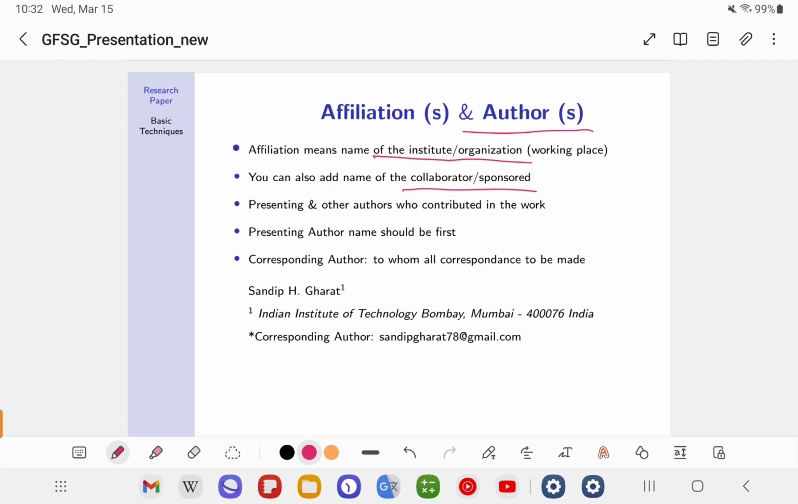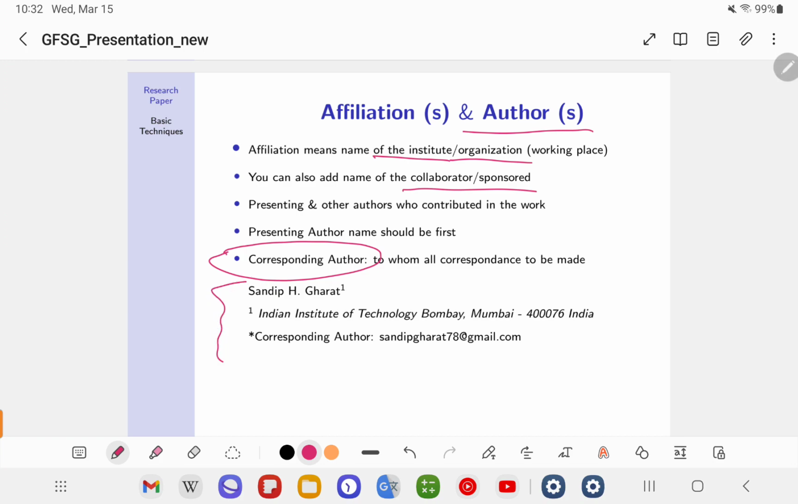But there is one more author to be mentioned while submitting the paper: the corresponding author. The corresponding author indicates that all correspondence is to be made to that particular person, maybe comments or reviewer comments after submitting the paper.